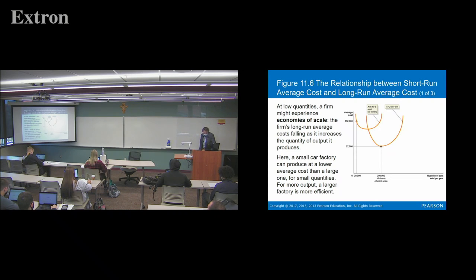So long run average cost shows the lowest cost at which a firm is able to produce a given quantity of output in the long run. So again, when none of these inputs are fixed. So at low quantities, when firms aren't producing that much, they may experience what's called economies of scale. So that's when their long run average costs fall as they're increasing the quantity of output. So as they're producing more and more, the cost per unit is decreasing instead of increasing.